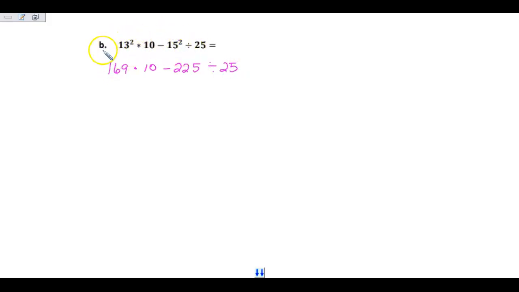Now I'm ready to solve, working left to right. The next most powerful operation would be multiply or divide. Looking at it left to right, I have this multiplication first. So I can take 169 times 10 and I get 1,690. Bring everything else down.